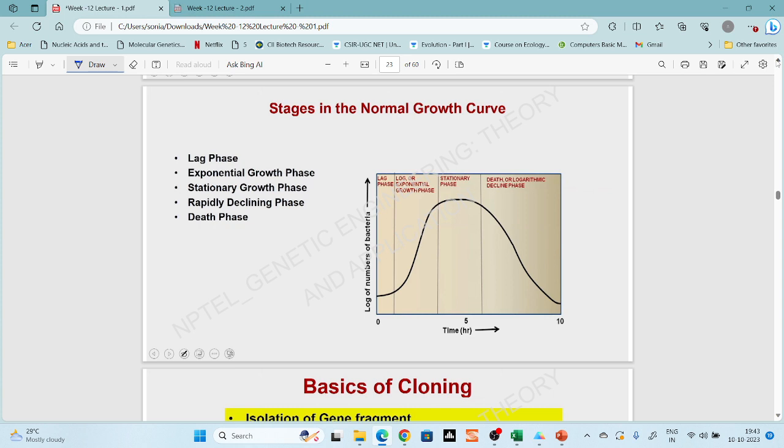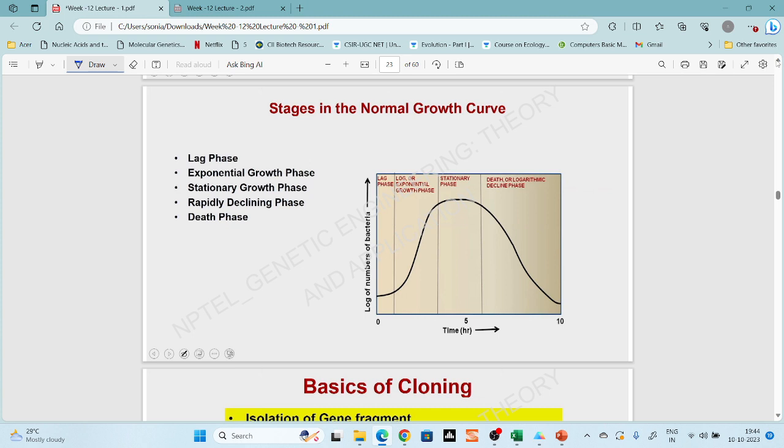When you are doing large scale production of any product, let's say some antibiotics or metabolites, you need to have the knowledge of at which phase the product formation would be the most. So if I want to produce secondary metabolites or antibiotics, I cannot use the lag phase, can never be used. I cannot use the log phase. I have to use the stationary phase for the production of secondary metabolites.